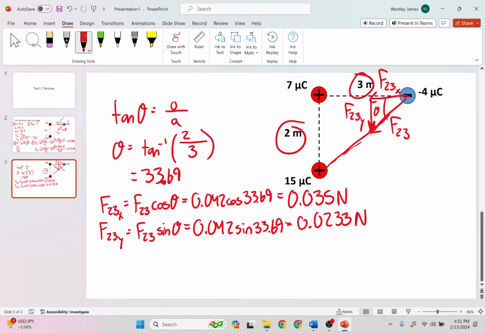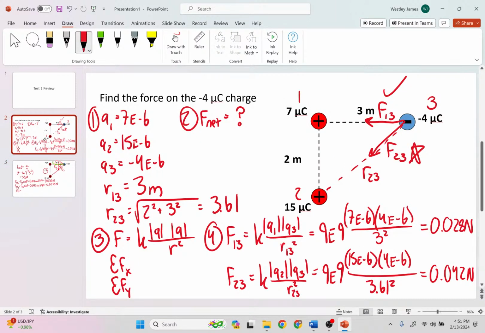And why did we do all of this? We're almost there, y'all. We're almost at the end. I know it's a lot of steps. We needed to sum our forces in the x. So don't forget, y'all, not only is F23x here, but we also had F13. That was there the whole time. So my sum of forces in the x. Now, very important. Right is positive, left is negative. Right is positive, left is negative.